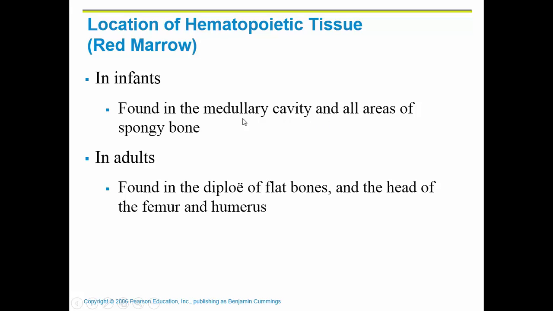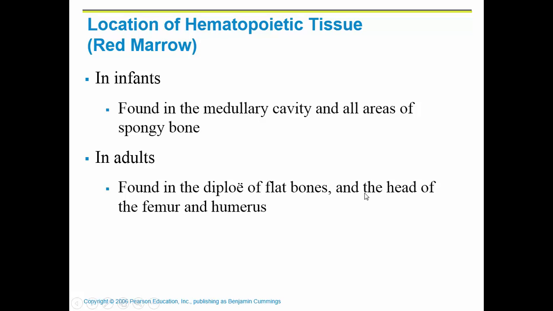It was in the medullary cavity of the bone, whereas now, as an adult, we have yellow bone marrow in the medullary cavity. In infants, we're trying to make as many blood cells as we possibly can, because we're just developing, we're trying to form an immune system, etc. And so we have a lot more red bone marrow. In adults, we just find it in the diploe, which is just the scientific word for spongy bone.